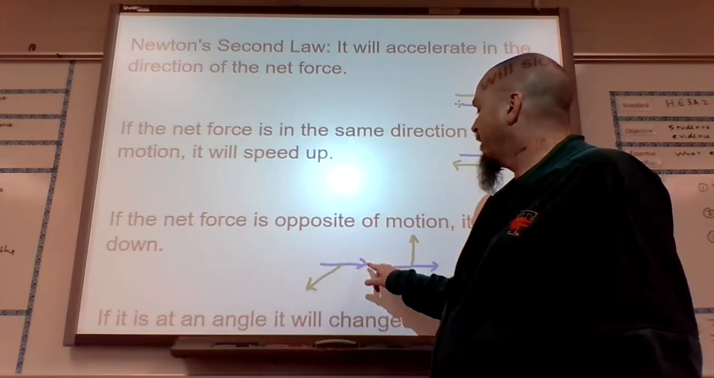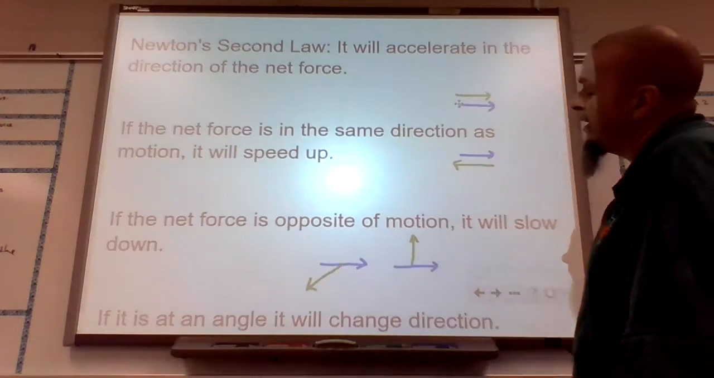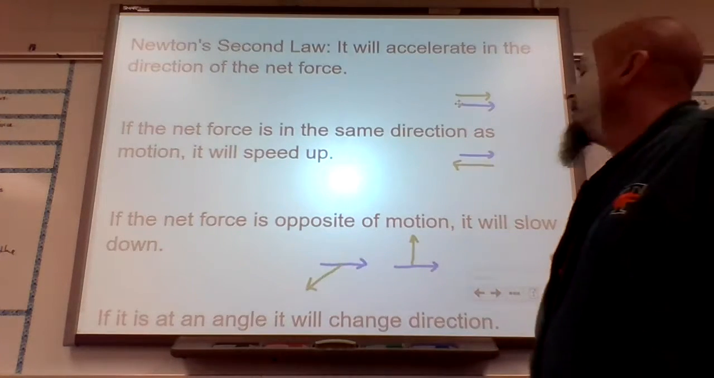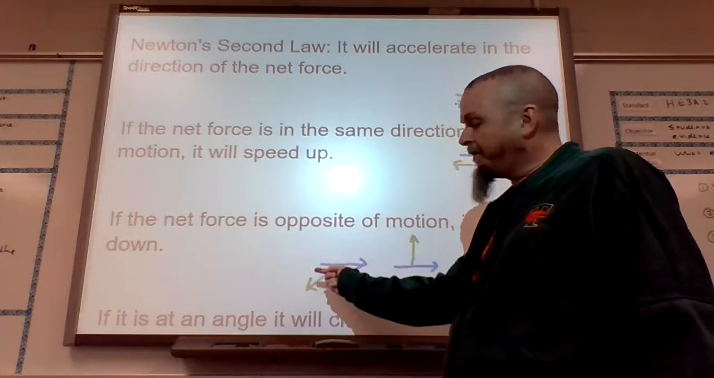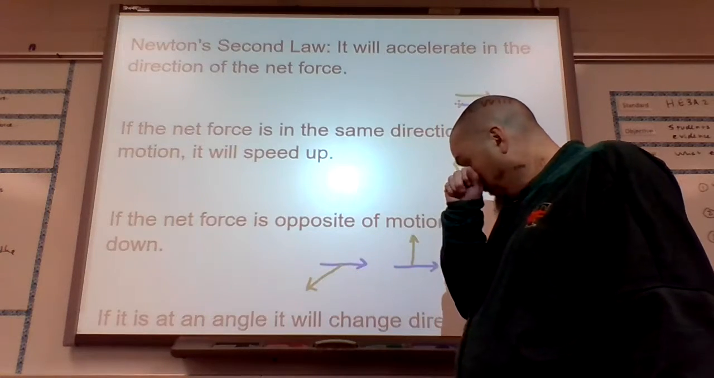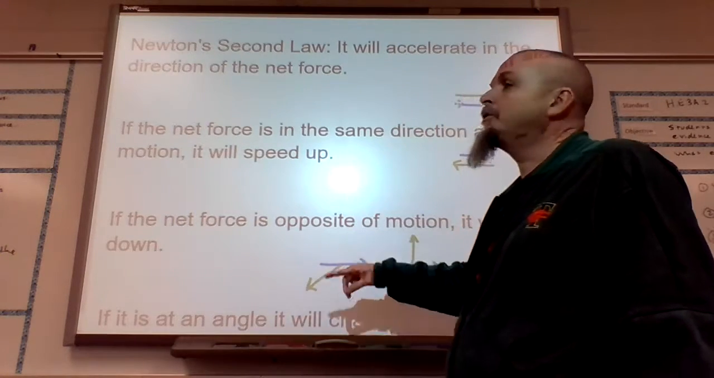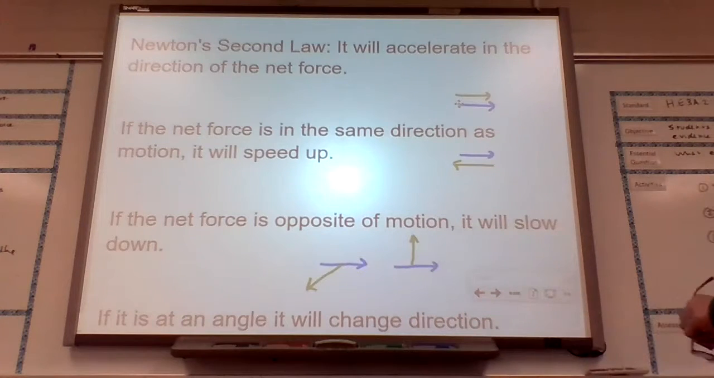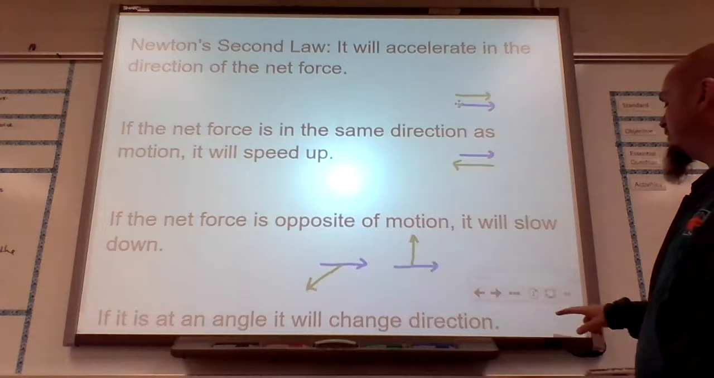So if it's moving to the right, but the net force is down and to the left, because part of that is to the left, this object would slow down. Because part of it is down, it would turn downward. If you have any questions or concerns about that, go back and watch my video on Newton's second law.